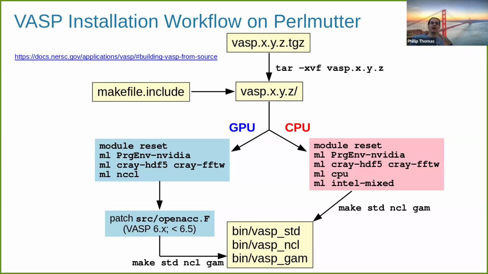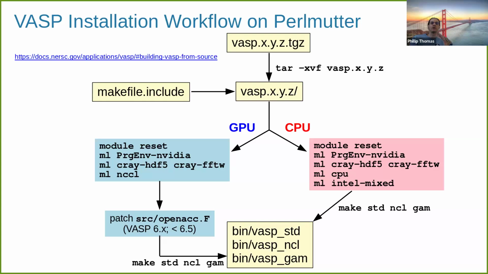You start by unpacking the file using the tar command. Then you copy a makefile.include into the directory containing your unpacked VASP archive. From here, the build process is fairly simple. You can either build for GPU or CPU, and the builds for the two different architectures have very similar steps.